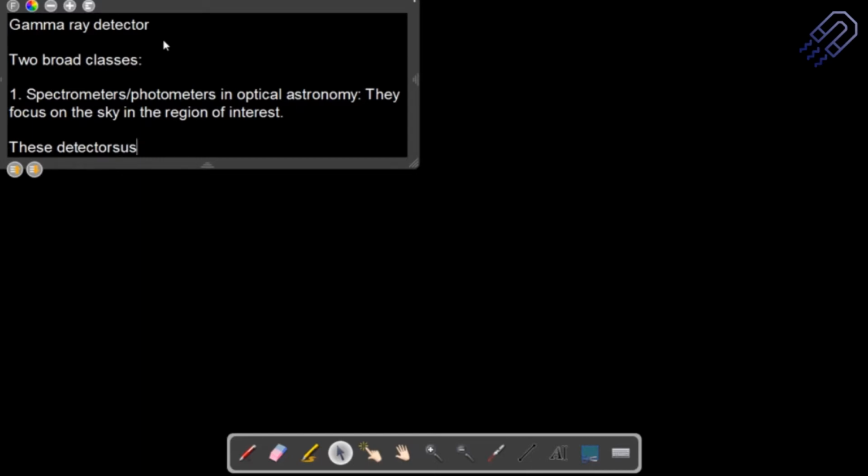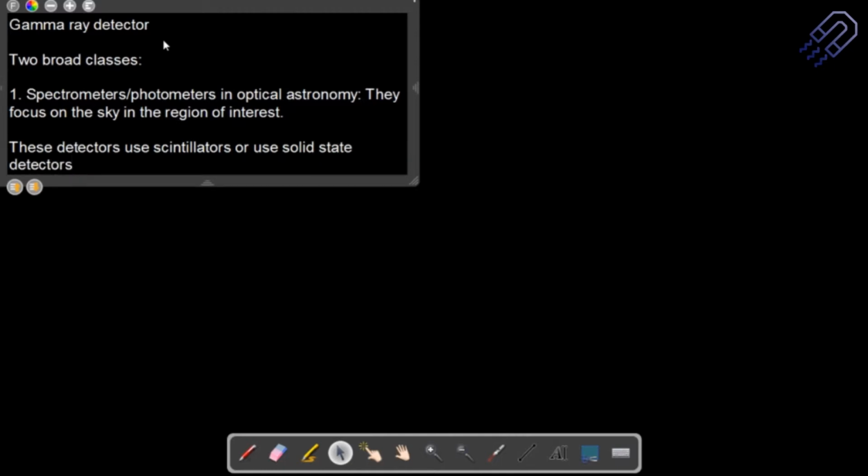So basically these detectors use scintillators. Scintillator is something which you already know. We have also studied a bit about it. So these detectors basically use scintillators, or they use solid state detectors. This is a broad classification. Under this solid state detector there are different kinds of detector. And why do we need this detector? Because they will basically change the signal from, let's say, gamma ray into a readable signal, right?